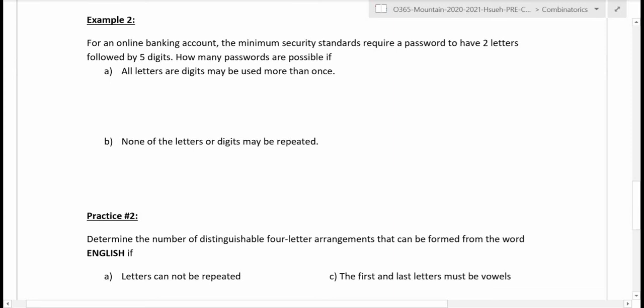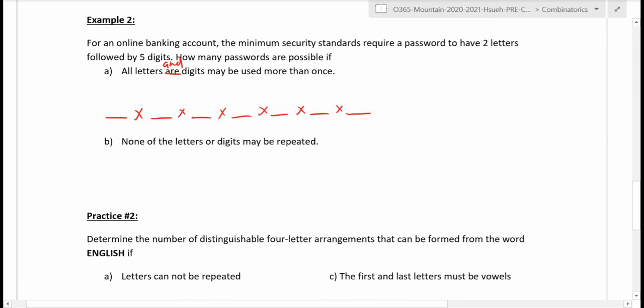For an online banking account, the minimum security standards require a password to have 2 letters followed by 5 digits. How many different passwords are possible? So there are 2 scenarios here. Part A, all letters and digits may be used more than once. Okay, so first of all, we're going to have 2 placeholders for the letters and then 5 for the numbers. 1, 2, 3, 4, 5.